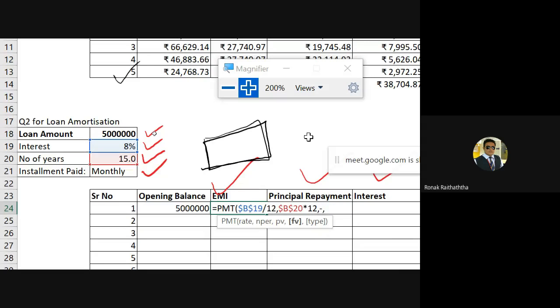Comma. ये क्या हो गया? कोई बात नहीं, फिर से कर लेता हूं. Comma. FV, which is optional, putting 0 at the place, or you may just keep it as it is, that is also fine. Comma. Type will be 0 at the end of the period, closing the bracket, and this is how my syntax should be looking like.